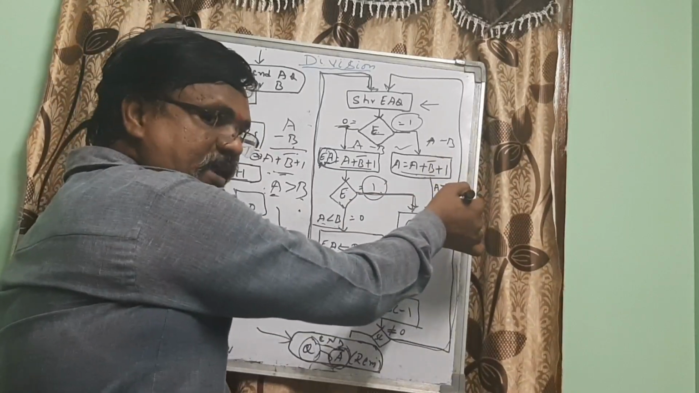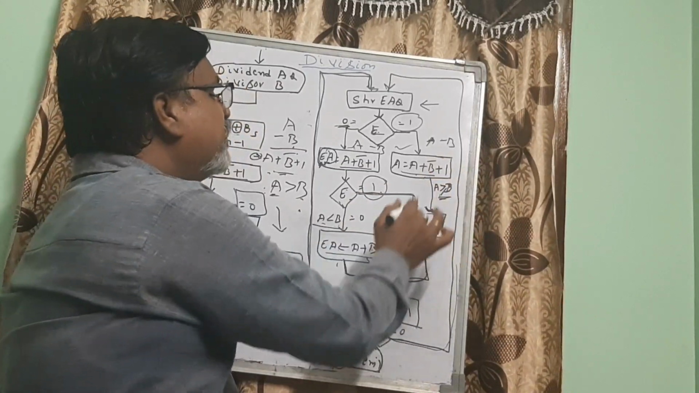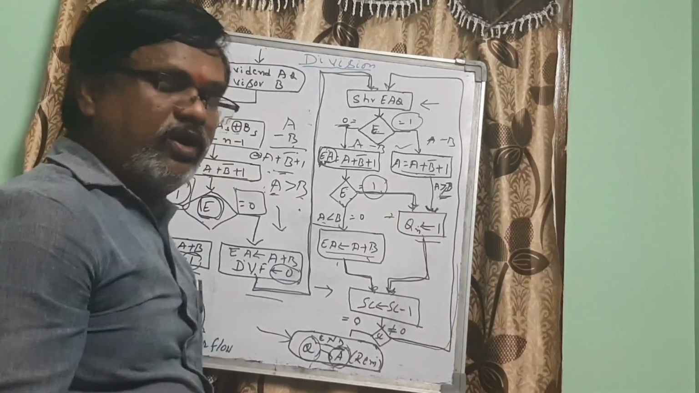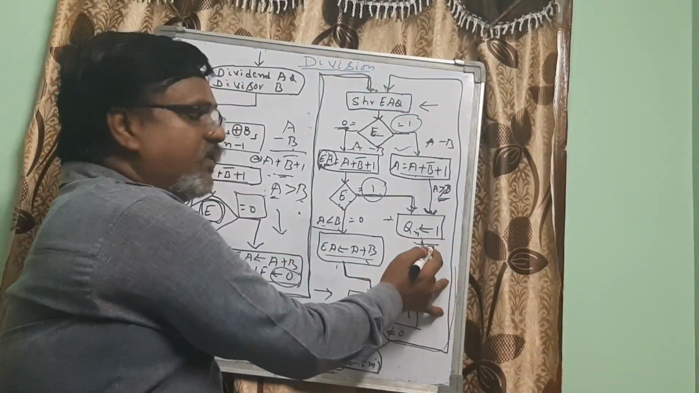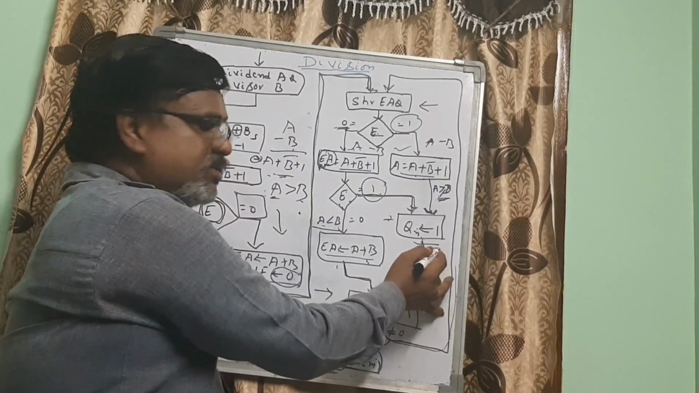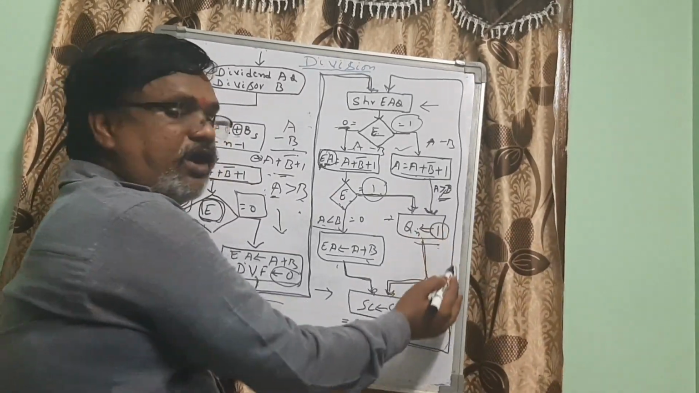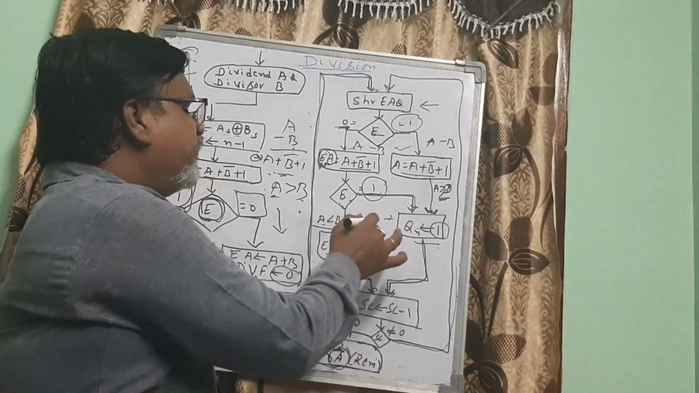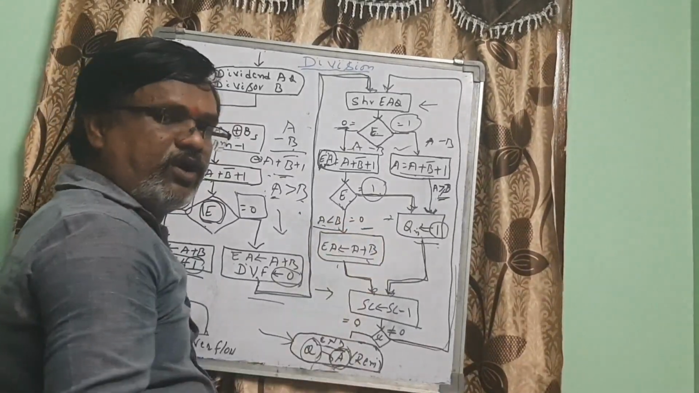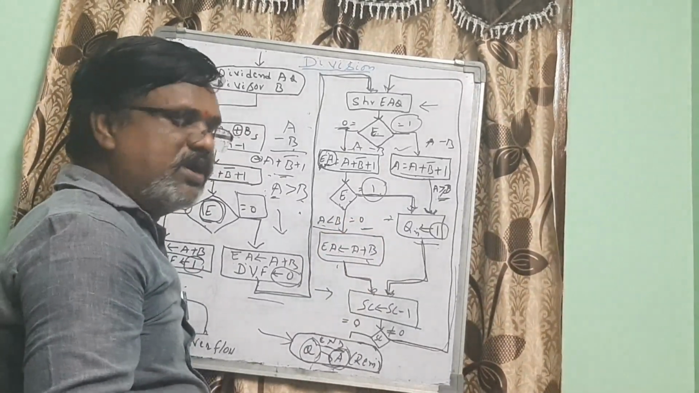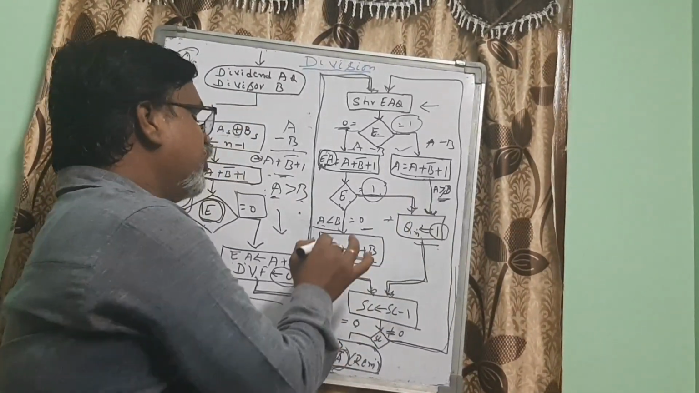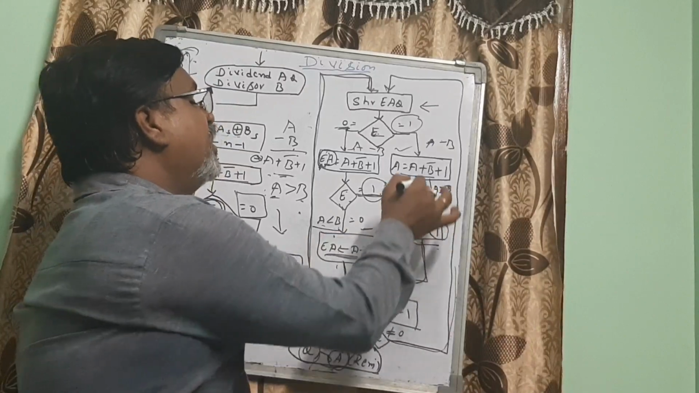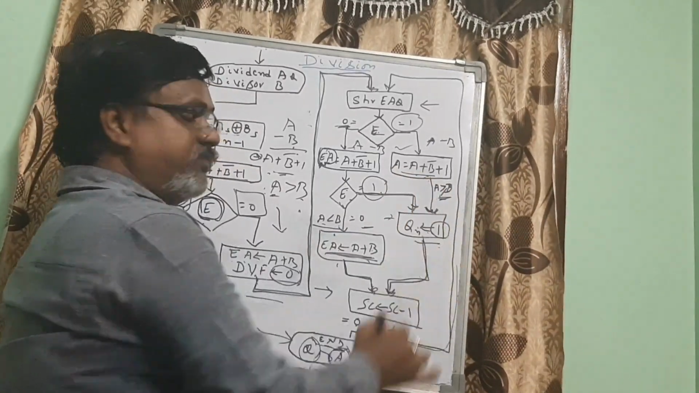So if A is greater than B, you need to subtract B now. That's why you incremented the Q value. For every subtraction of B, you will be incrementing the Qn value, meaning you are storing the 1 into the Qnth position. If it is not, then simply you are just shifting the value. So here only shifting is performed. Here you are not going to perform any subtraction.